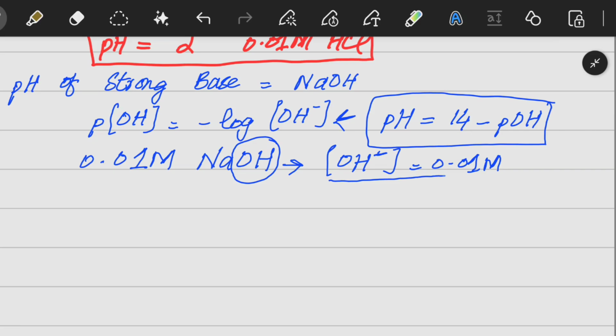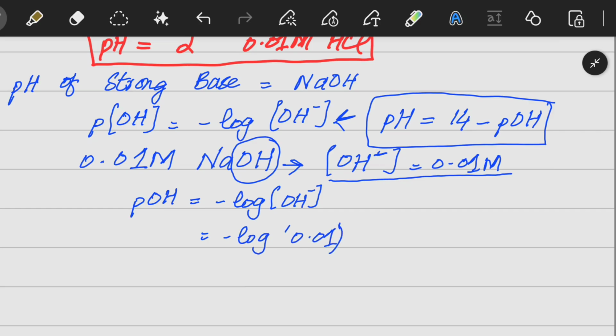So the concentration of hydroxide ions will be 0.01 molar. Now, just put this in the equation that we have. pOH is equal to minus log of hydroxide concentration, which we know is 0.01, and now we know that this gives us the answer 2.